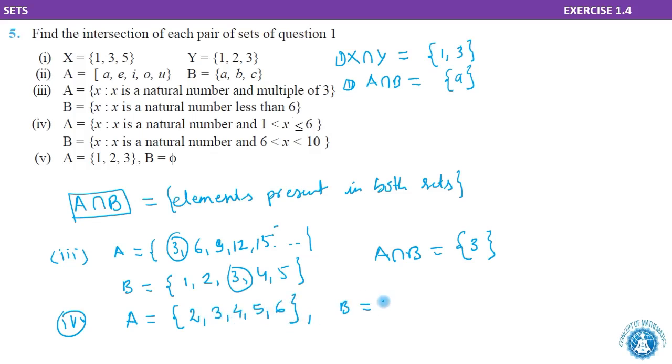And B is equal to the set of all elements x, where x is a natural number and it is between 6 and 10. Okay, 6 and 10 are not included, so we will start from 7, 8 and 9. So the intersection of A and B will have no elements, so we can say that it is the null set or phi. Correct?